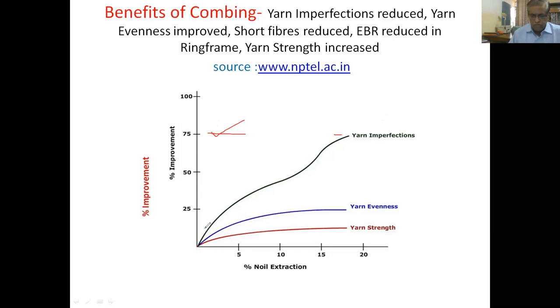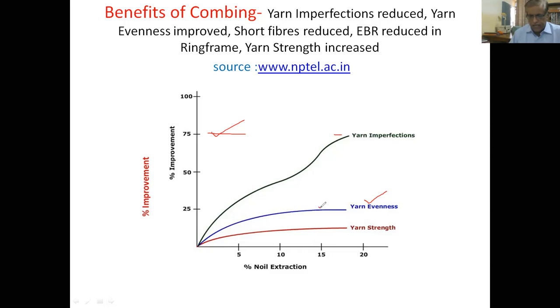And then yarn evenness. Yarn evenness is also improved. If we are combing the material and if we are not combing the material, what will be the difference? If we are combing the material, the yarn will be more regular. And there is some improvement in the yarn strength also. This also reduces the end breakage rate at the machines. The worker efficiency is more, and the number of knots and imperfections are also less.